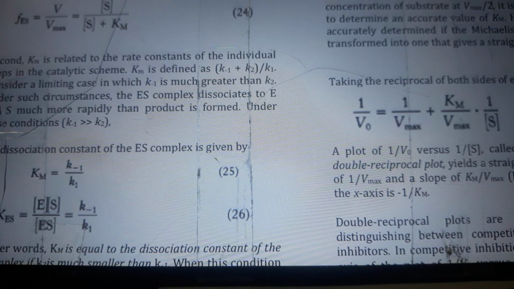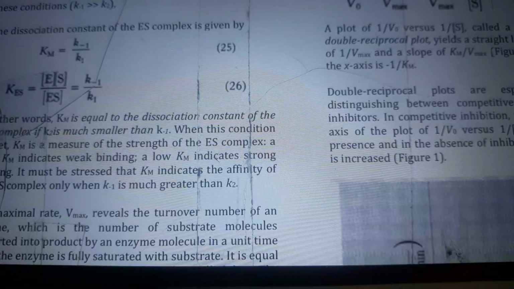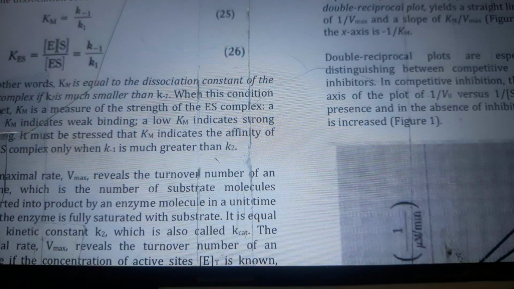Second, Km is related to the rate constants of the individual steps in the catalytic scheme. Km is defined as K minus 1 plus K2 over K1. Consider a limiting case in which K minus 1 is much greater than K2. Under such circumstances, the ES complex dissociates to E and S much more rapidly than product is formed. So the dissociation constant of the ES complex is given by Km equal to K minus 1 over K1, and Kes is equal to E into S over ES, which is equal to K minus 1 over K1.